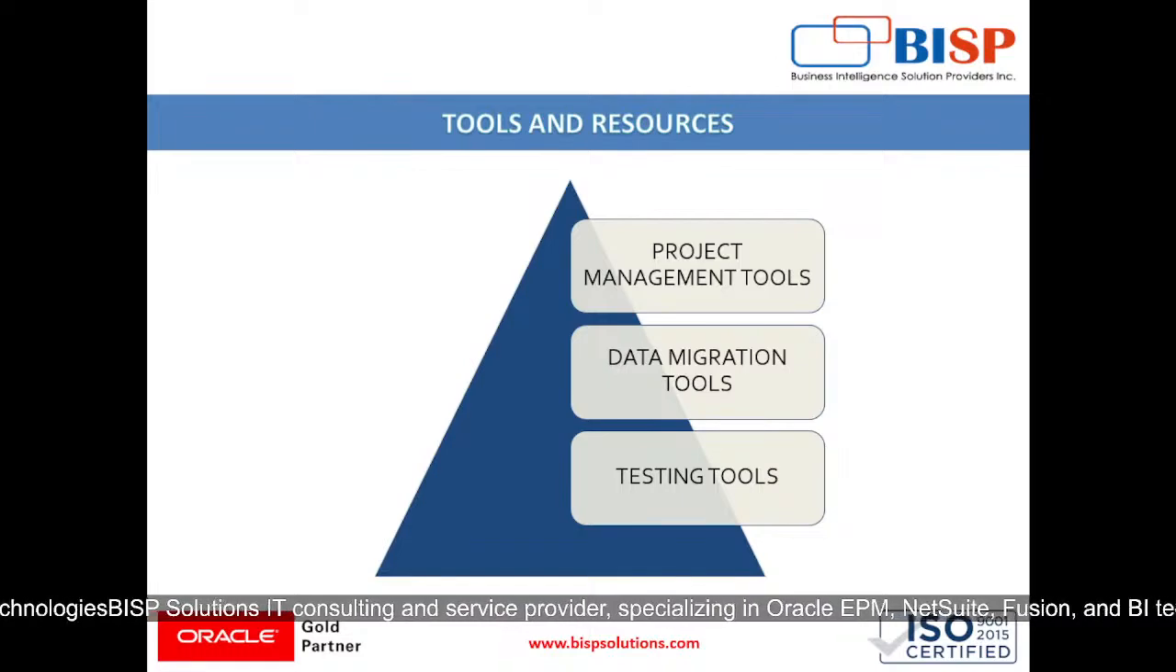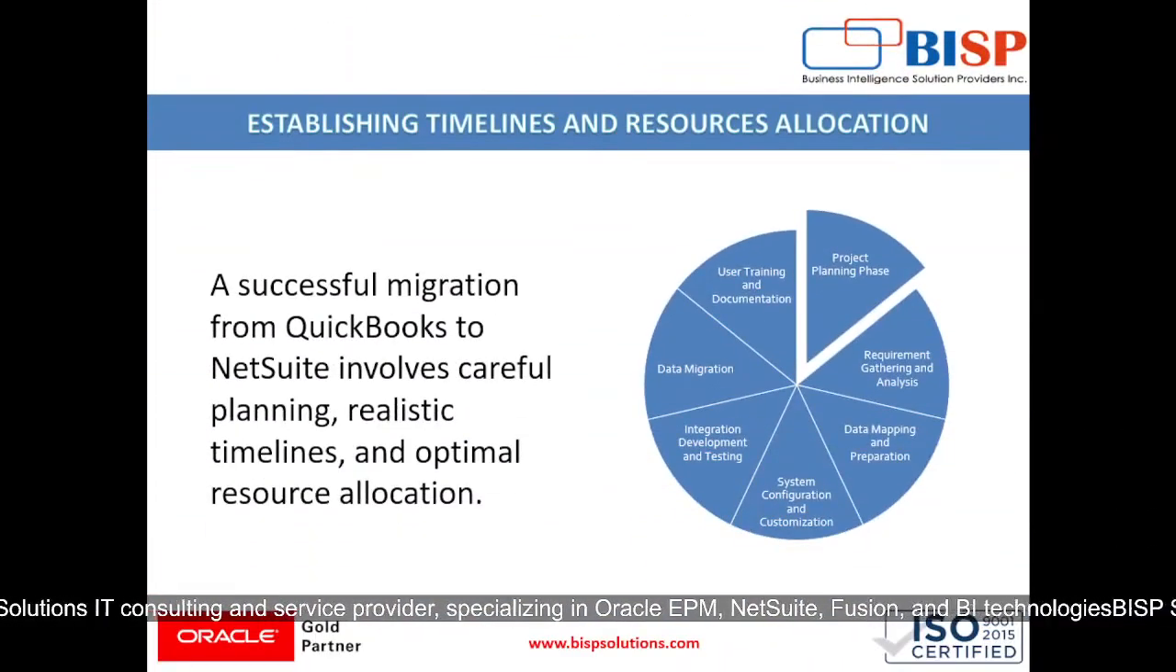Then tools and resources. So project management tools, where it covers Jira, Asana or Microsoft Project for tracking milestones. Then second is data migration tools, which is NetSuite CSV import assistant or third party tools like Celigo or Boomi. Then last is testing tools, where QA tools like Selenium or manual scripts for UAT are used. Then establishing timelines and resource allocation.